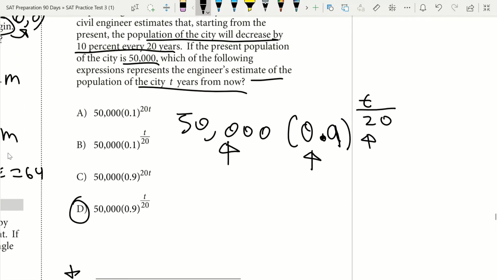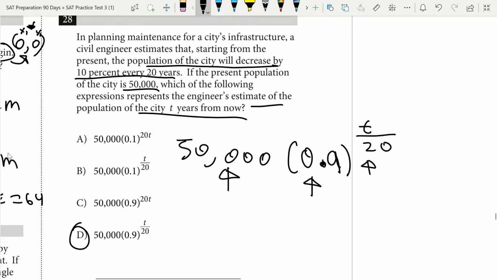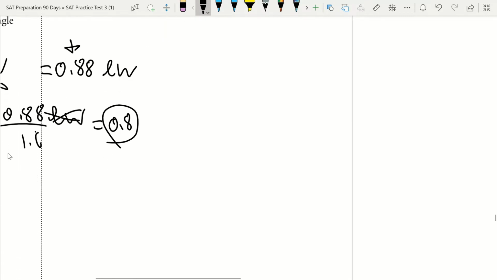So that one's really just understanding that exponential growth and decay equation. If you want to brush up on that, you can Google it if you want, or you can go back and rewatch one of my videos from week 1 where I talk about the math equations list. Either of those are good choices.